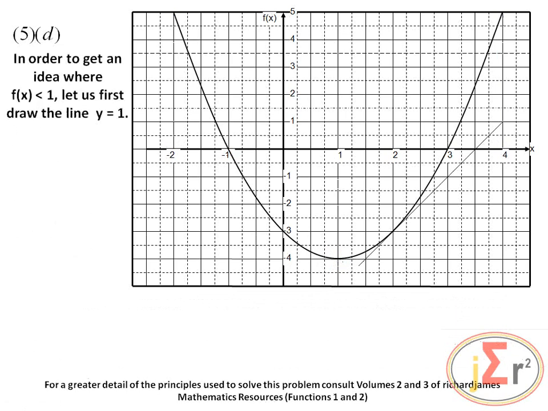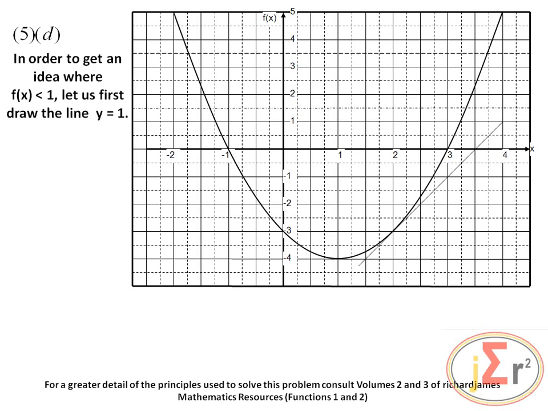Find whole number values of x for which x squared minus 2x minus 3 is less than 1. So of course, if we are going to determine where x squared minus 2x minus 3 is less than 1, we are going to begin our analysis where it is equal to 1. So what are we going to do?